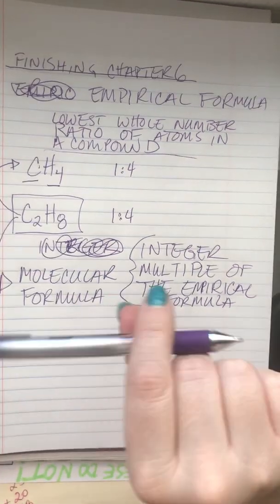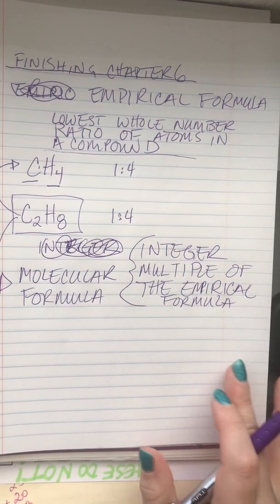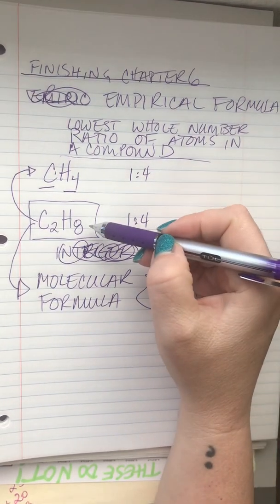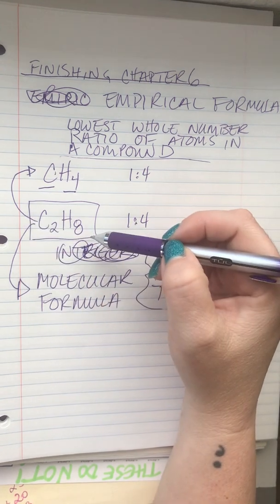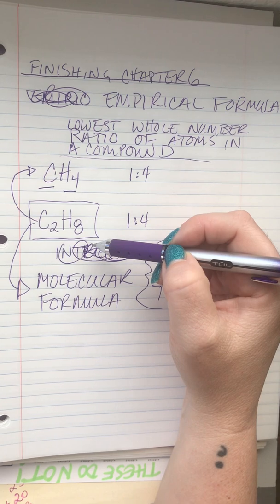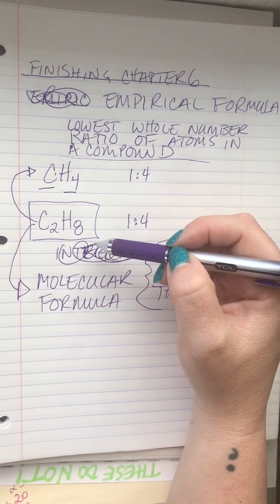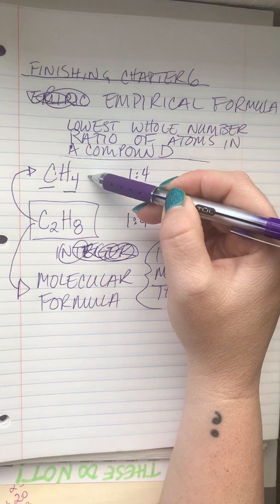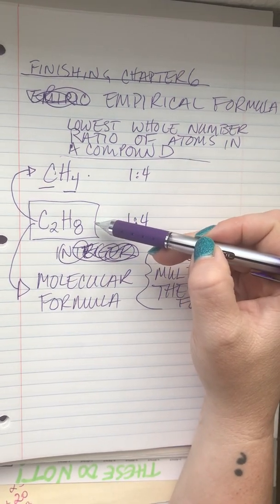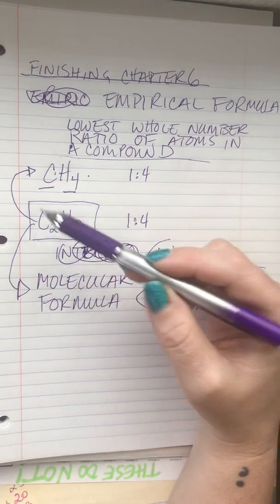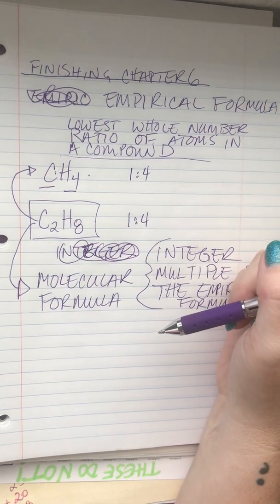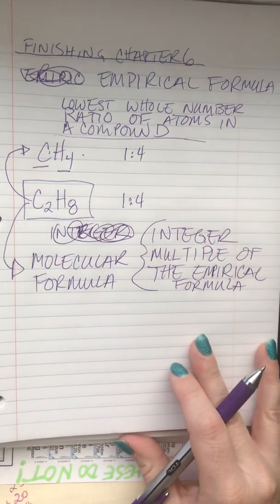So on top is the empirical? Sorry? The one on top is the empirical one? Yes. So even though we're talking about this molecule, this molecule doesn't give us the lowest whole number ratio of atoms possible in this compound. The empirical formula does. So a molecular formula is some integer multiple of the empirical formula. Okay. Cool. So let's look at one more example.